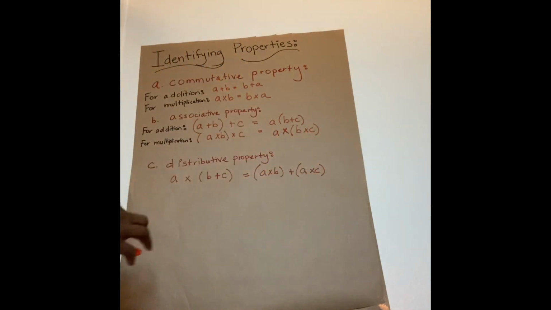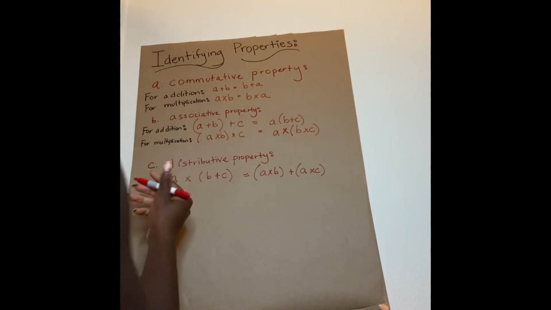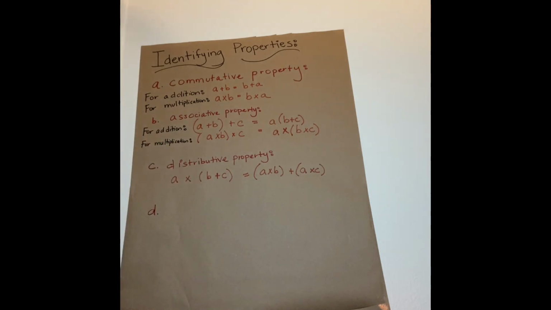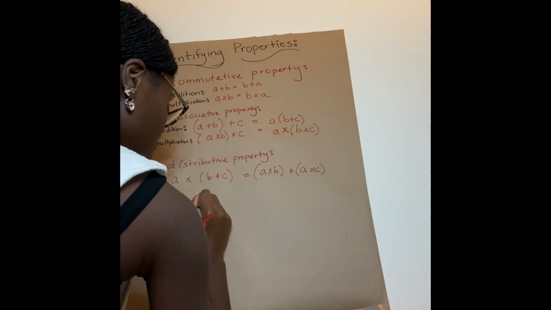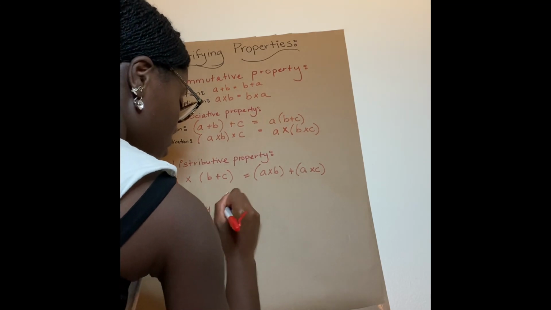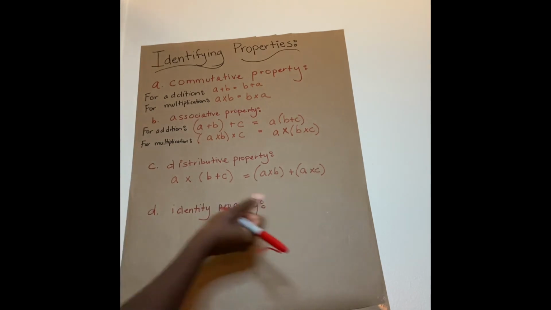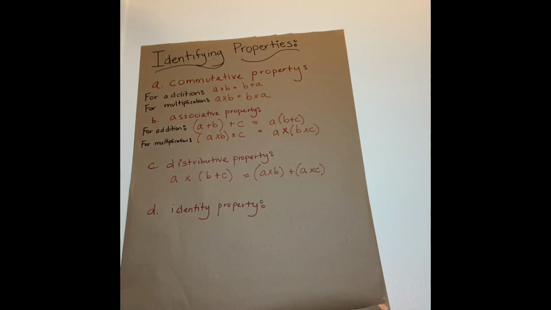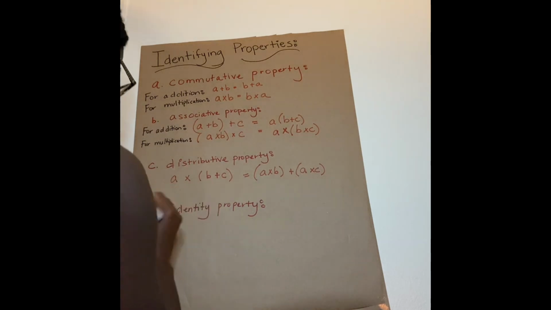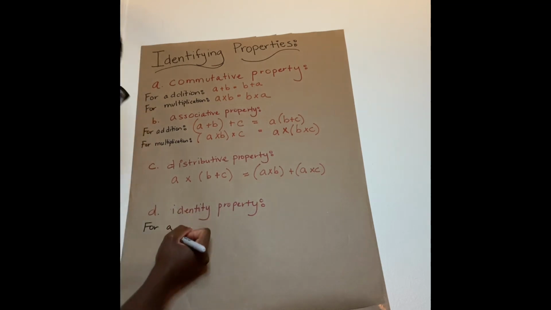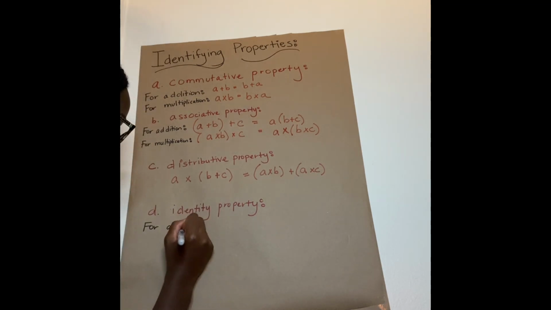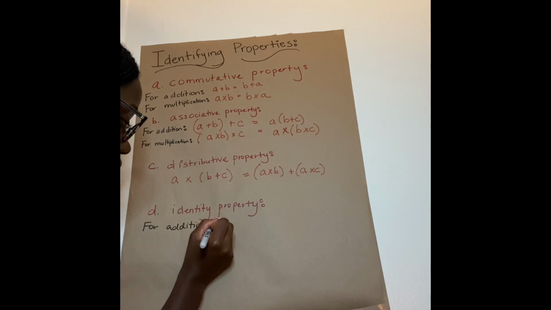The fourth property, and the last property we'll be talking about, is the identity property. And the identity property is pretty simple. It states that A plus 0 is also equal to 0 plus A. And the identity property for multiplication states that A times 1 is also equal to 1 times A.